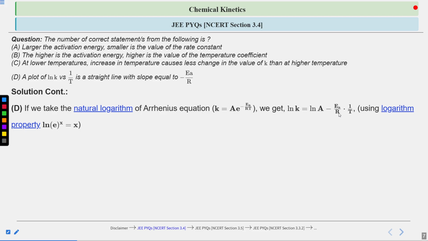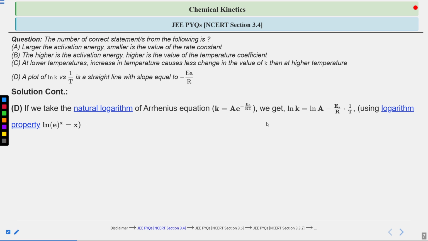We are just separating it because the slope is given as minus EA by R. So just to identify the slope in the equation, we have written it as minus EA by R multiplied by 1 by T. Here we are using the logarithmic property, ln e to the power x equals x. In this equation, x is minus EA by RT.